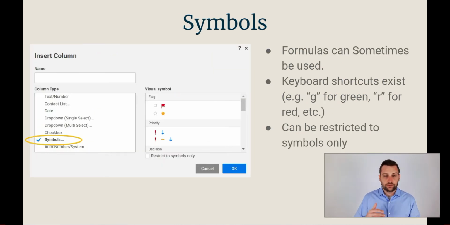All right, symbols. There is a whole slew of symbols, like the ones you see here are flag, unflag, starred. There's traffic light, green, yellow, red. Sometimes formulas can be used. I know for a fact they can be used on binary examples, like if the flag is raised or not, if the star is starred or not. It's the same thing as holds with a checkbox formula. You use 1s or 0s. Keyboard shortcuts exist. For example, you can also do this for G for green, R for red, Y for yellow in the traffic light example. You can also do that with a formula. And this can also be restricted to symbols only so that people don't put things in there other than just the symbols that you want.